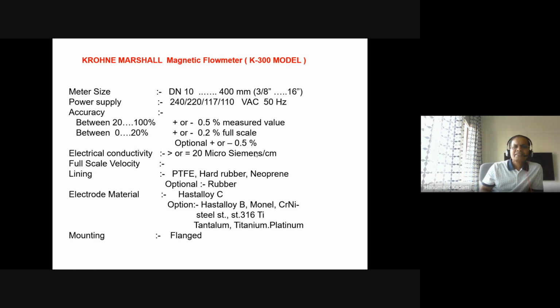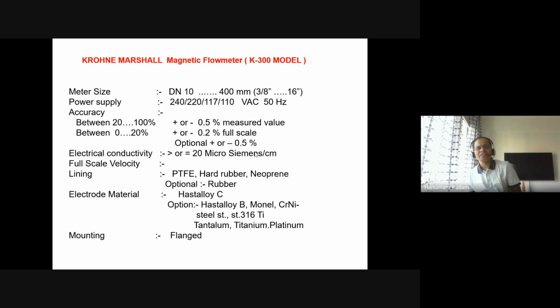Then electrical conductivity, because conductivity is required for that particular fluid flow. Without that, the principle will not work, means the induced EMF will not generate. So therefore, electrical conductivity you can say greater than or equal to 20 micro Siemens. This is the unit of the conductivity.